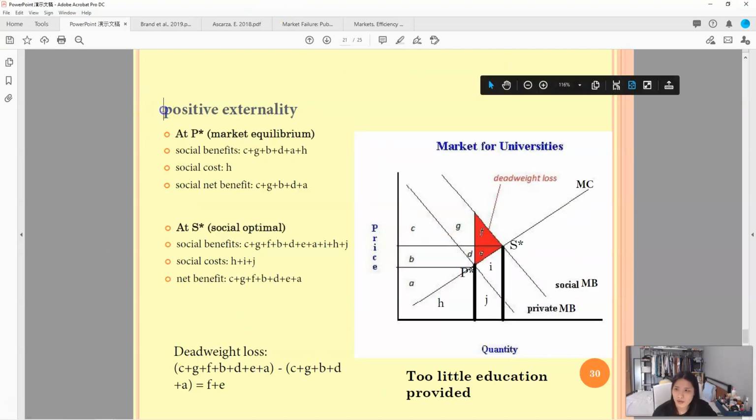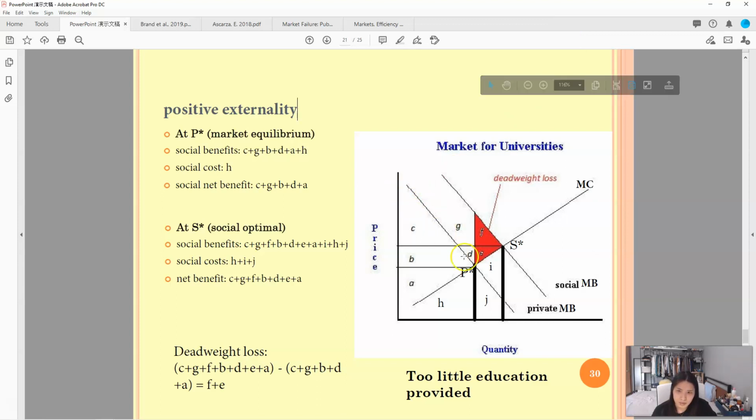Then let's think about the positive externality. We can say education is a positive externality. Education can have a positive externality on third parties because when a person is better educated, it can have more positive effects on society, right?